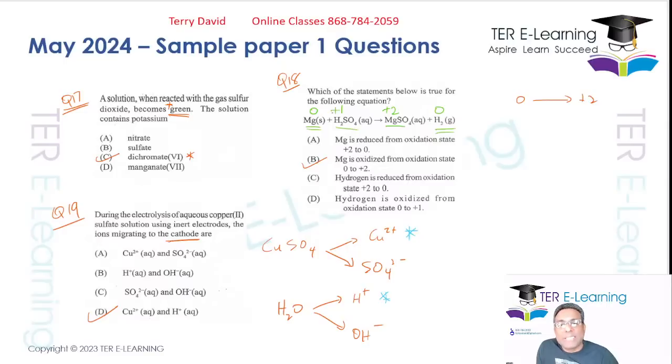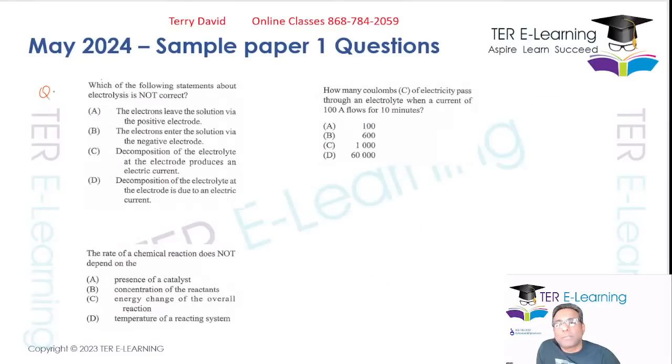Right, so that's 19, 20, 21. Question 20: which of the following statements about electrolysis is not correct? When you see questions like this in the exam, underline it so you don't get confused. They said which of the following is not correct about electrolysis. Question 20.